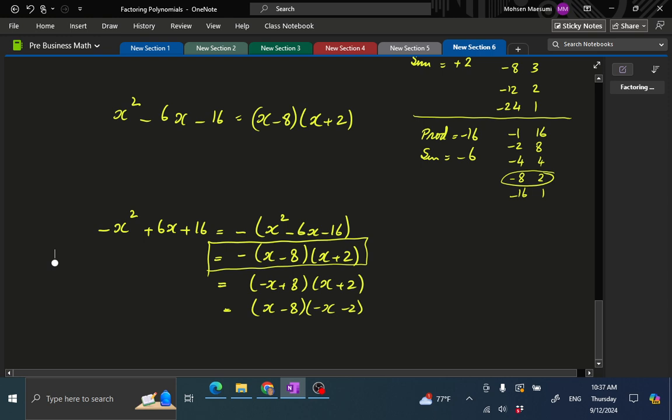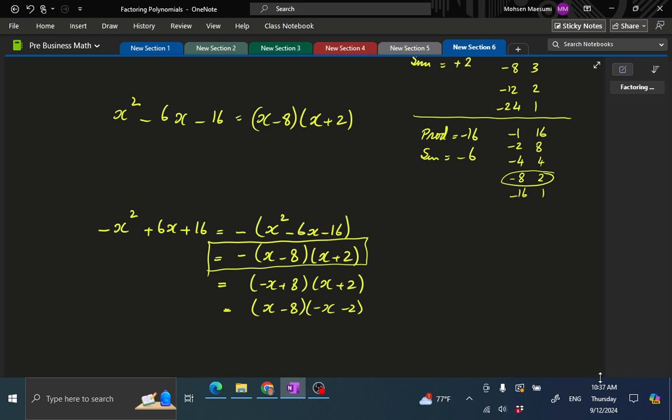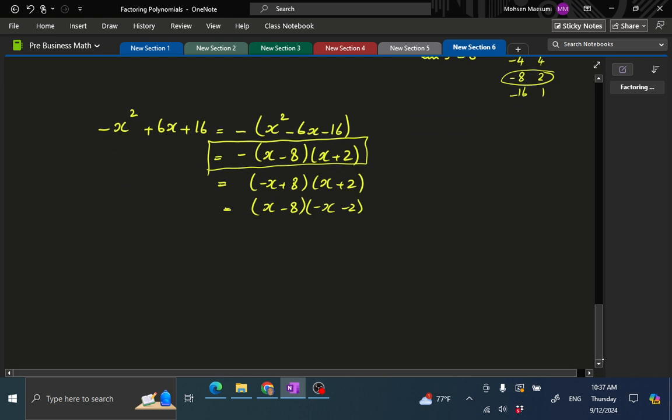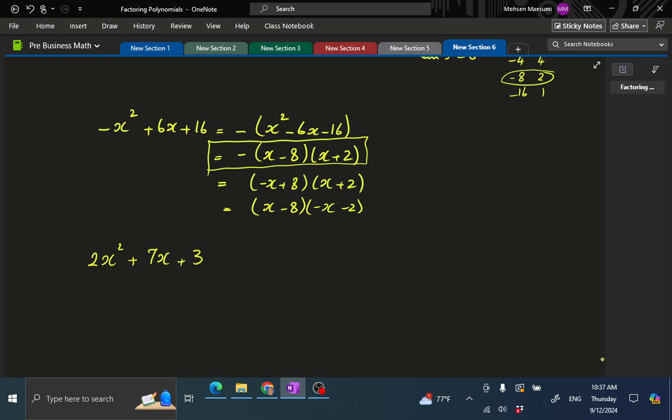Okay, next example, we are going to look at cases where the coefficient of x squared is something other than 1 or minus 1, and it is a bit more involved. So here's an example. Suppose I have 2x squared plus 7x plus 3. How do we factor this one? I'm going to teach you a method now, and then we'll have another one later on, more systematic than all of these. But for now, what do we do?